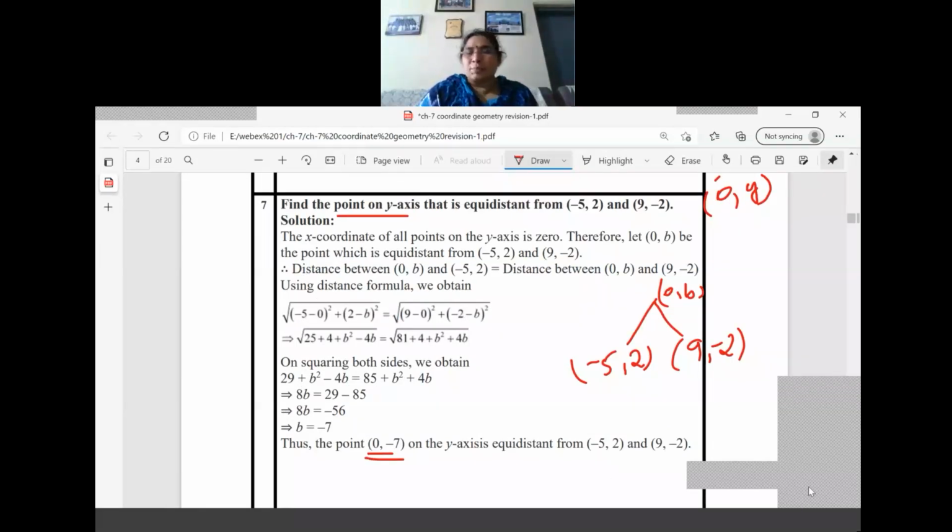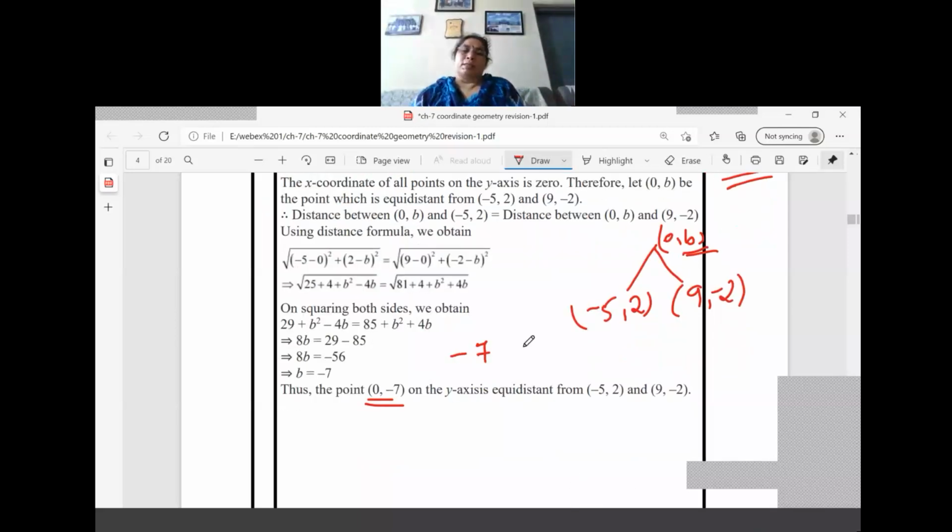Suppose in the options only minus 7 is given, and you write minus 7, still your value is not correct, because point form is asked. Any point on the graph sheet is represented in ordered pair form only, right? That means a pair means two values should be there. One is x, one is y. We already know the general form of the y axis, so (0, y) only. So the y value we have taken as b. What is the value we got here? B equal to minus 7 only. So (0, minus 7).